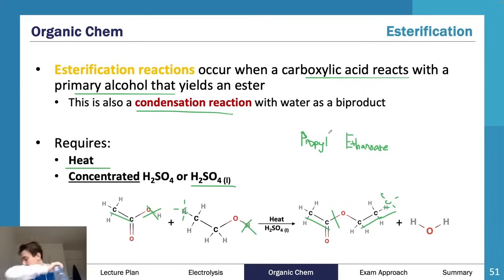Really important. Been talking too long, sorry everyone. So propyl ethanoate, really important. And it has water coming out. So this is your reaction here.